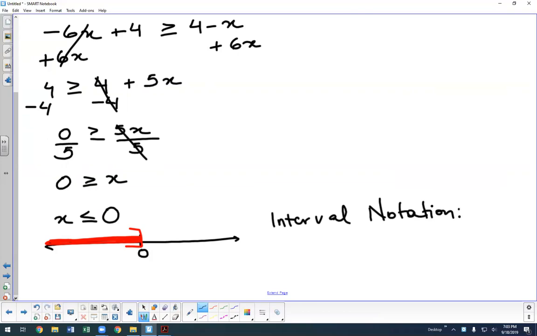Negative infinity with a parenthesis and then comma 0 with a bracket. Yeah, so since we are going towards negative infinity, you're going from negative infinity to 0, because we're not using anything on the right-hand side of 0. Everything is going to the left. So you put the smaller number first, which is negative infinity, then 0. We always, always, always put parentheses on infinity or negative infinity. And here, since we're including 0, you use a bracket.